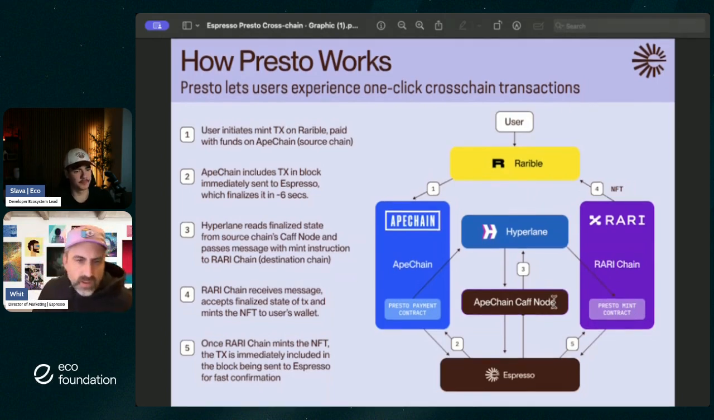This ApeChain CAF node is what we call a rollup full node, but it reads state from Espresso. So Hyperlane is taking that message from the payment contract and sending it to Rari Chain, and the ApeChain CAF node is what is verifying all the transactions and state. Hyperlane then passes the message to the Rari Chain mint contract. The contract says, okay, boom, it's paid, NFT is minted.